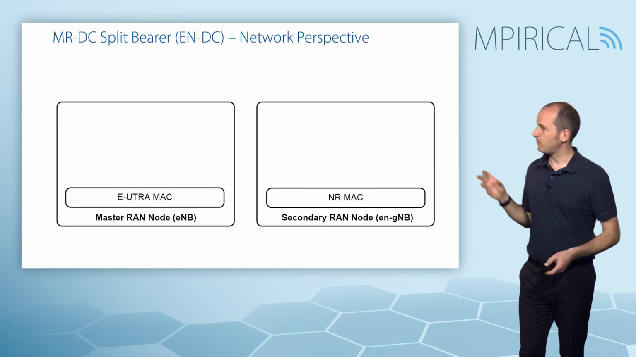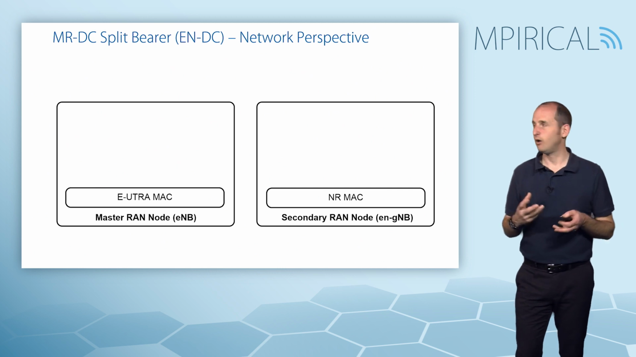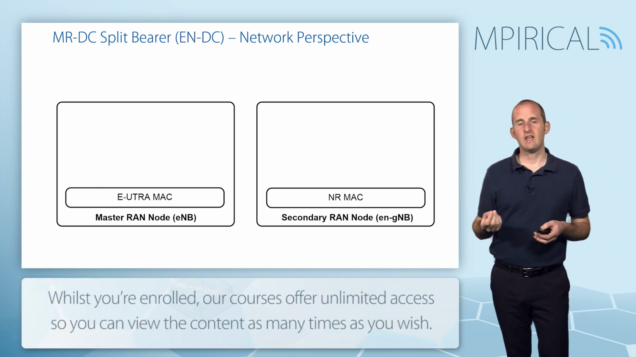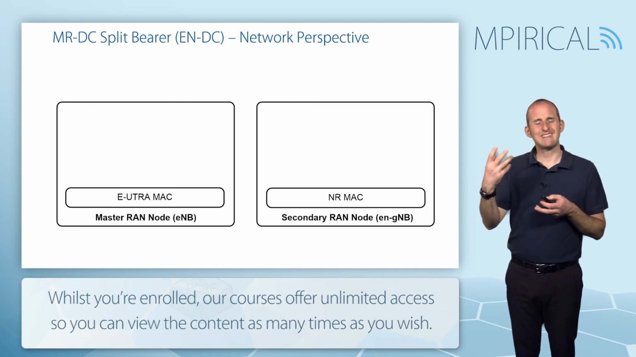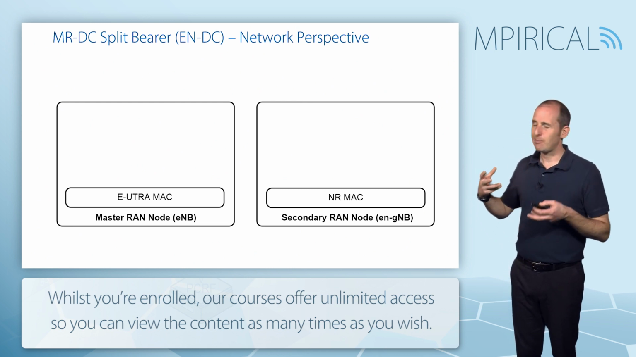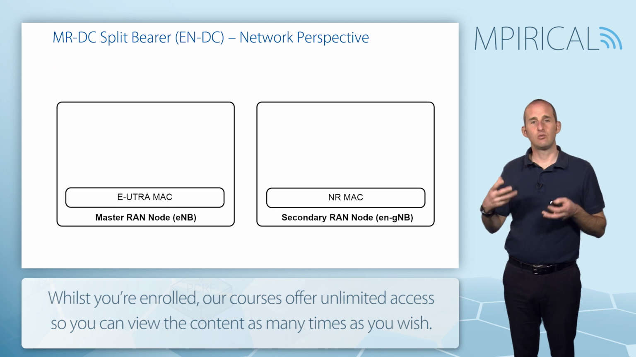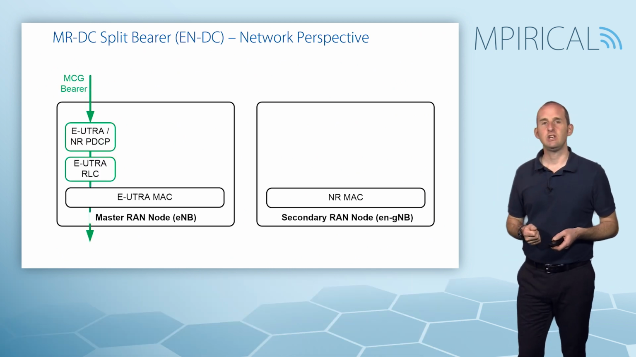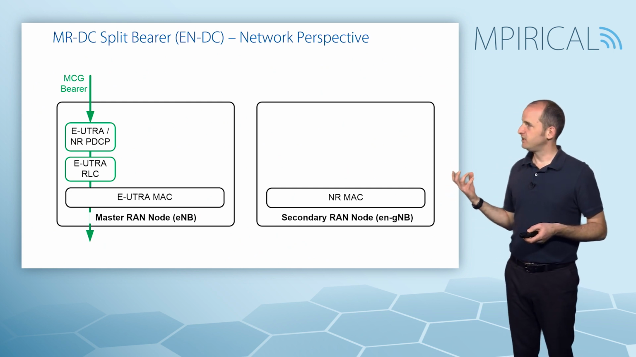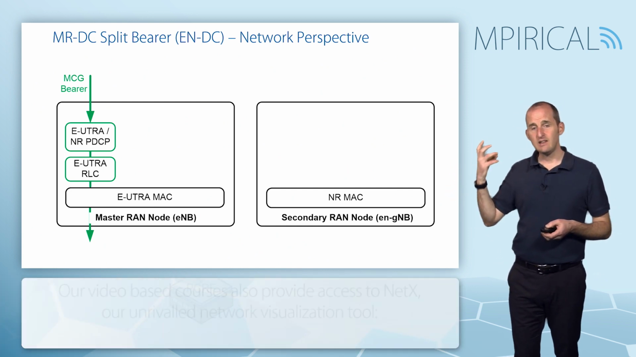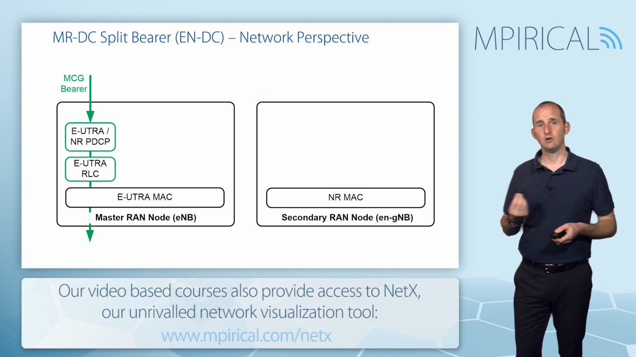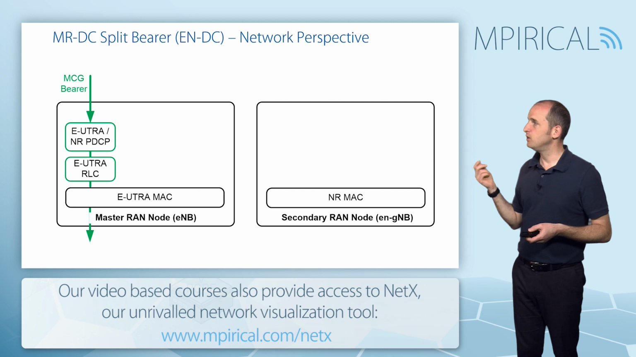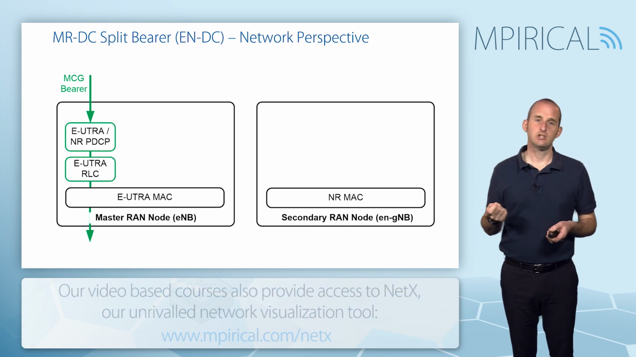Now just to recap on the protocol stacks involved, this is what we see from the network perspective, and what we're considering here is, this traffic that we're sending down to the device, what does it pass through in terms of the RAN node protocol stacks? So let's just consider our MCG bearer. If it's an MCG bearer, that data is coming into our master eNodeB and it's arriving at initially what will be eUltra packet data convergence protocol.